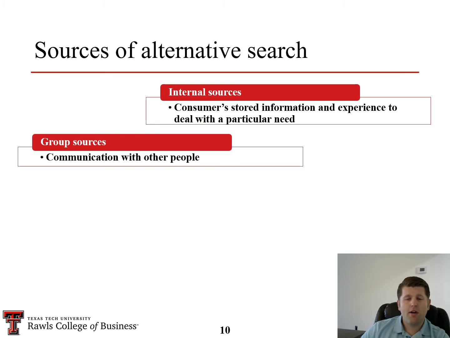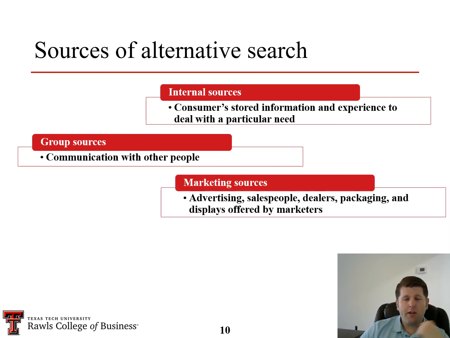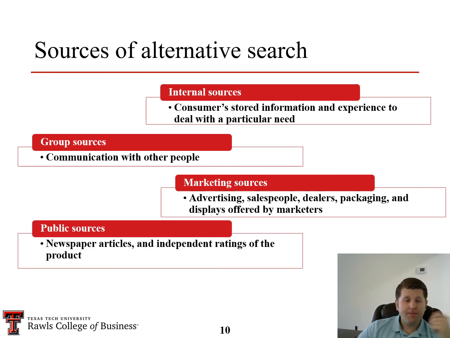Maybe they purchased the product in the past, or they may have had a similar need. We also could look at marketing sources. So advertising is really an important indicator for us to be able to search for potential alternatives. We could also look at different packaging. So this is really great if you visualize whenever you're at the grocery store and you're trying to decide between two different brands. You could look at the packaging, the displays that are on there, and that could help you determine different alternatives that might fit your needs.